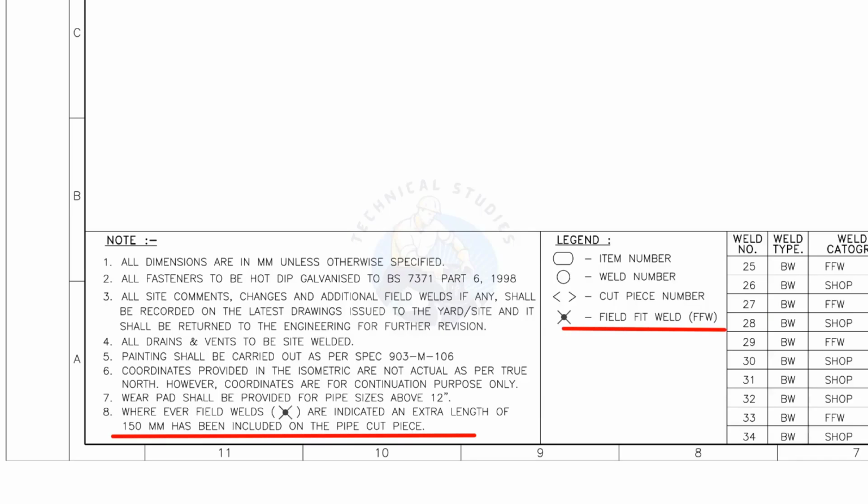This is the most important thing to be remembered during fabrication. Assume that the actual length of the pipe is 1000 mm. You need to cut a 1150 mm long pipe if a field weld symbol is shown in the drawing.